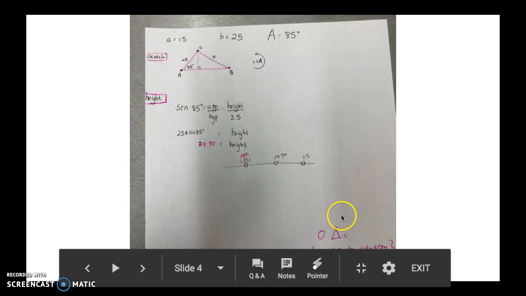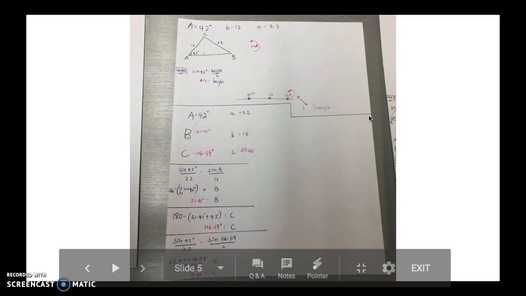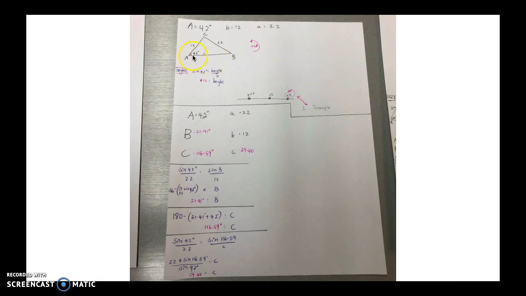And you can see that's what I wrote down to the bottom right there. All right, so how about this second case here? You're given 42 degrees for A, 12 units for B, and 22 units for A.